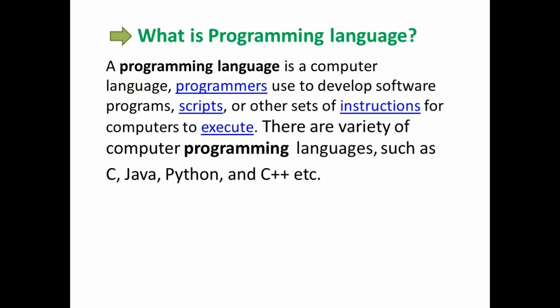A programming language is a computer language programmers use to develop software programs, scripts or other sets of instructions for a computer to execute. There are a variety of computer programming languages such as C, Java, Python, C++, etc. Without a programming language, we can't develop any software. Nowadays, programming languages are used in our computers for developing software, and in computer devices and mobile devices.